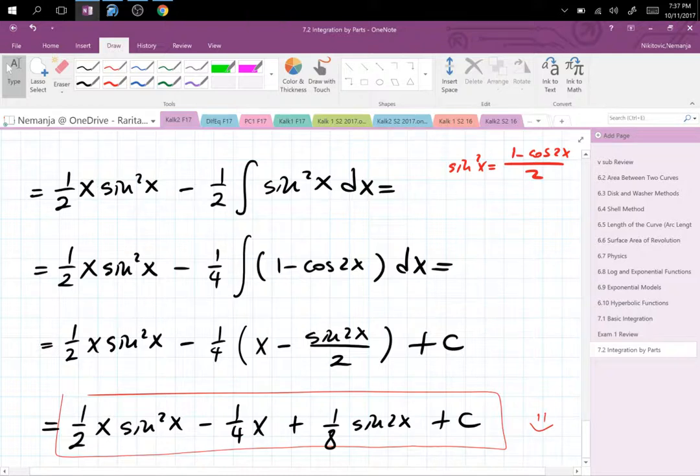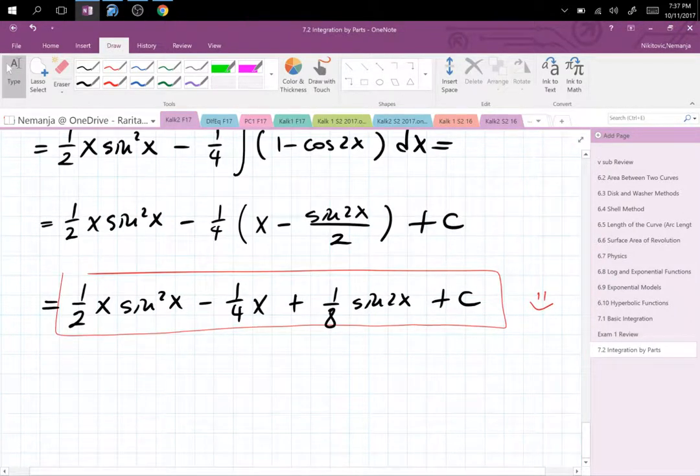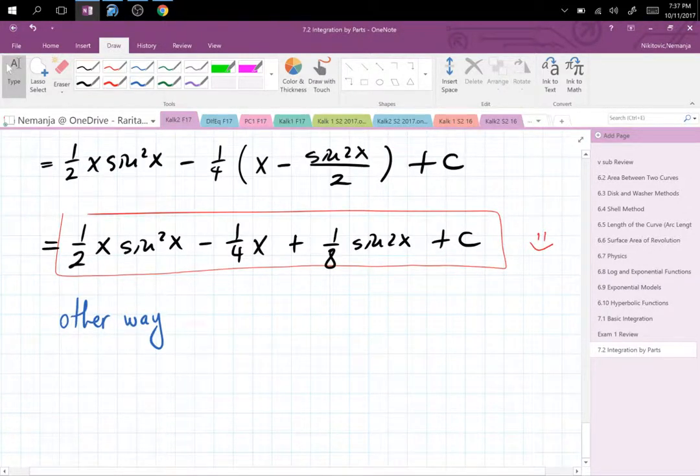All right, Chris came up with a different solution, which is amazing. So let's take a look. I want to call it way 2. Other way. So what he used is the fact that sine 2x is 2 sine x cosine x.